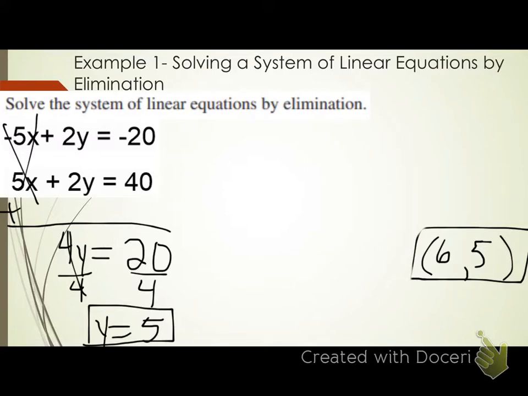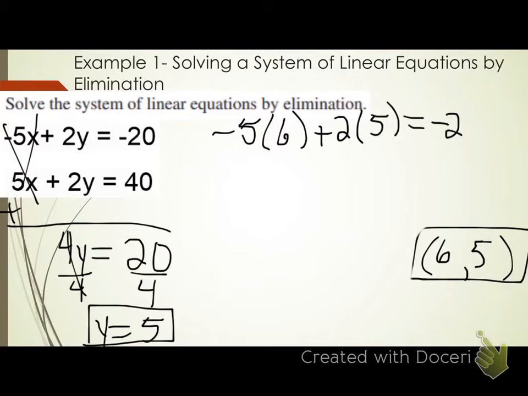So negative 5 times x, what's x? 6 plus 2 times y, what's y? Equals negative 20. Once I plug in, I'm just working down both sides of the equation.